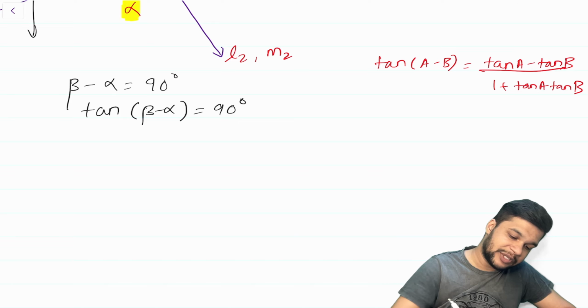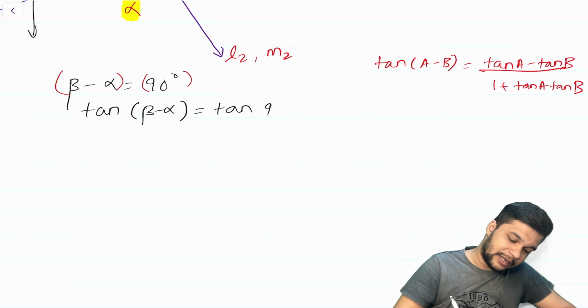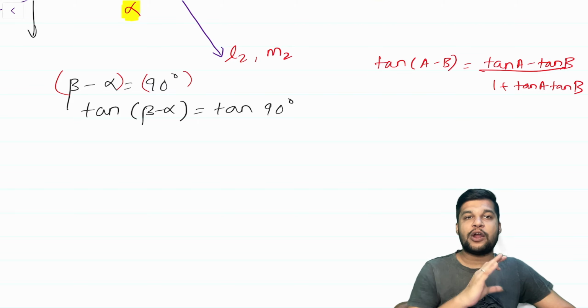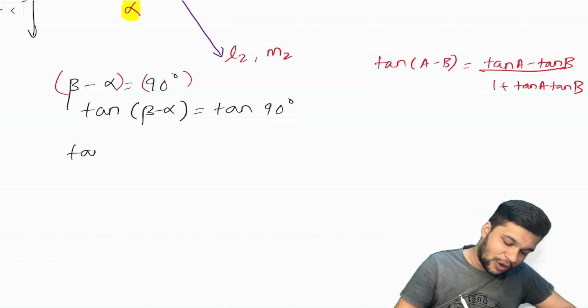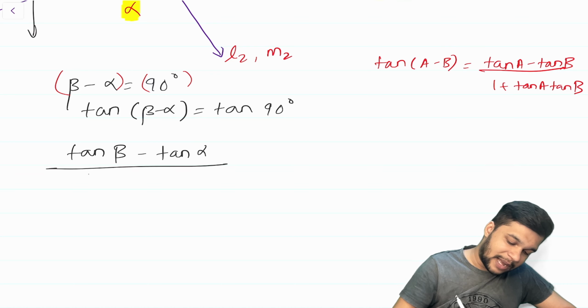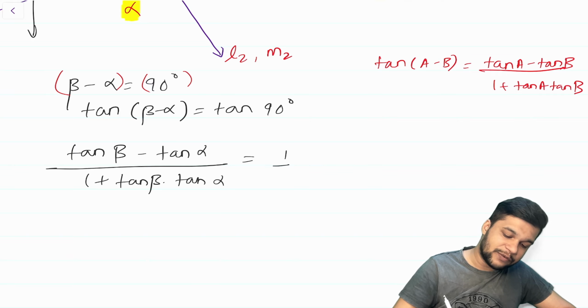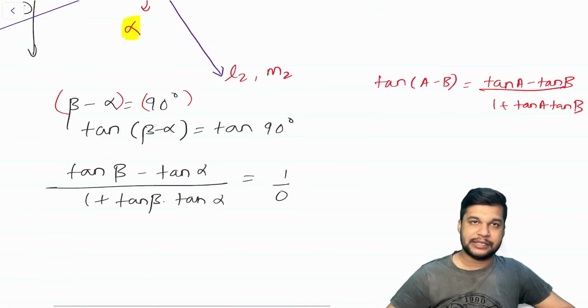Okay, hold on, there is a silly mistake. I have written 90 degree here. It should be tan 90 because you took tan on both the sides. So this is not 90, this is tan of 90 degree. I took tan on both the sides. So you have tan of beta minus tan of alpha divided by 1 plus tan beta into tan alpha equal to tan of 90, which is 1 by 0. Tan of 90 is 1 by 0.